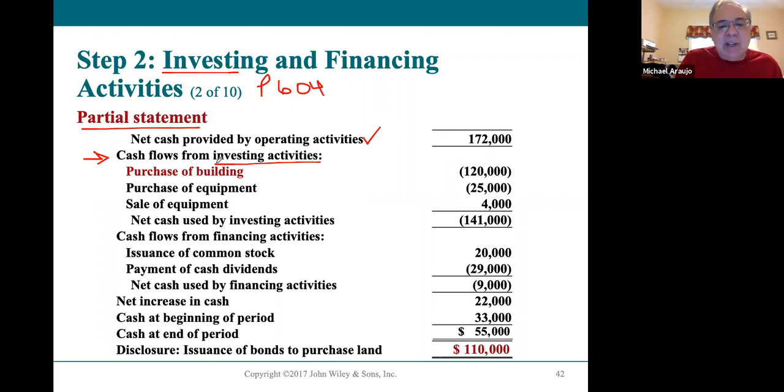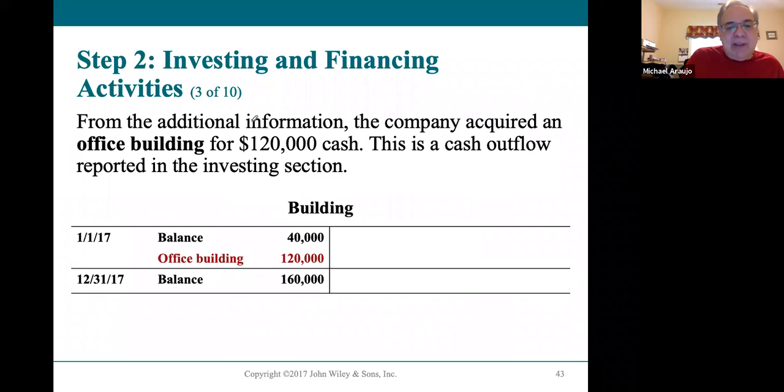So the investing activities show a couple of interesting changes, okay? One is they purchased a building for cash. And let's see, do they actually have this? Yeah, they actually have. So this is the additional information that was provided back on page 597. Remember, we had the income statement, comparative balance sheets, and additional information. That's where this came from.